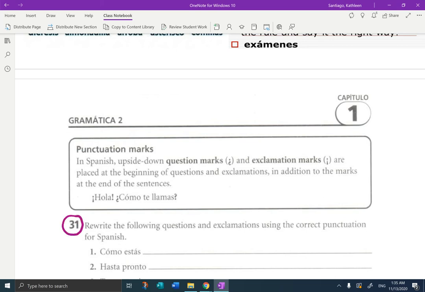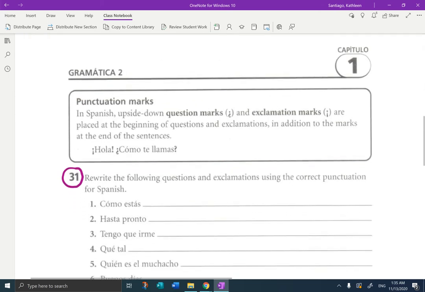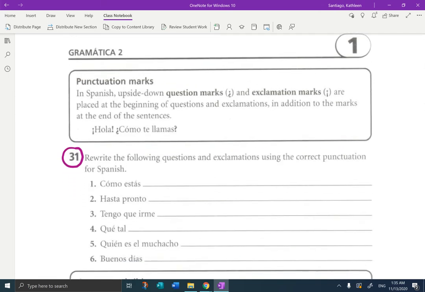Rewrite the following questions and exclamations using the correct punctuation. So if it's a question, you will use a question mark. If it's an exclamation, use exclamation points at the front and end. And if it's just a statement, you simply use a period.